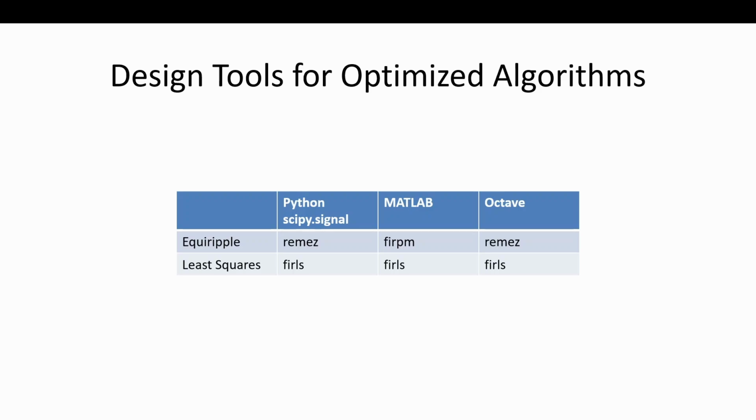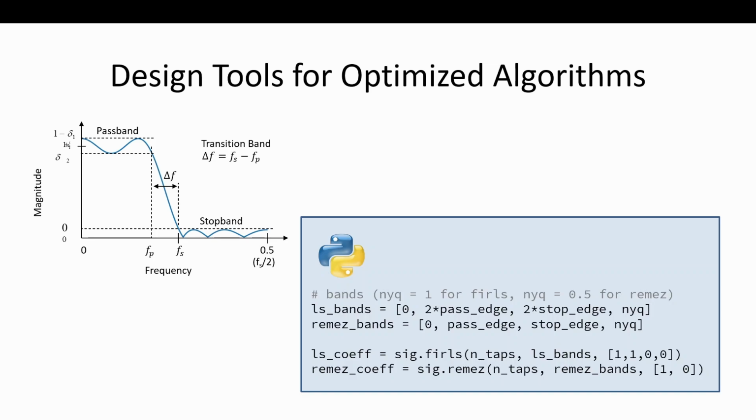Now, MATLAB and Octave are pretty much a clone of each other, so what you learn in one is the same as the other. Python, it's not, but at least the name is the same. You can help on each to use it properly. But this is showing specifically how you would create your filter in Python for doing least squares or Parks-McClellan.